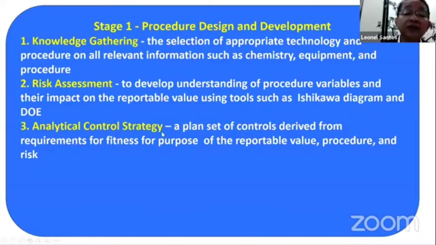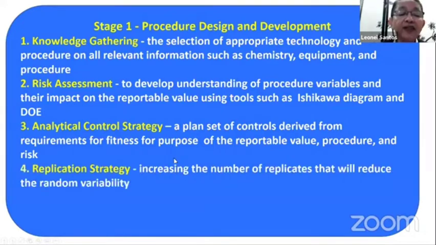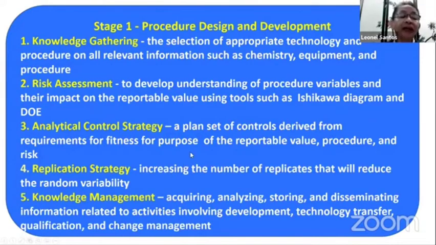The analytical control strategy would be the third thing in stage one, which is you are going to be establishing a planned set of controls derived from the requirements for fitness for purpose, meaning what are your control strategies so that you can maintain the ATP, analytical target profile, and the target measurement uncertainty. Fourth one would be your replication strategy. Again, this is trying to cover the statistical analysis of the samples. The last element in stage one would be the knowledge management.